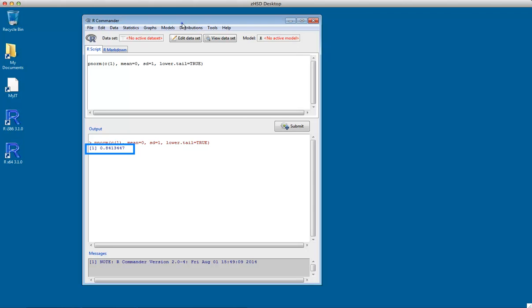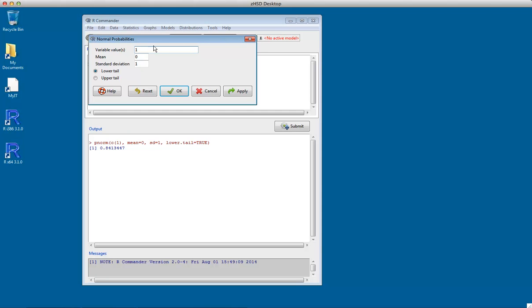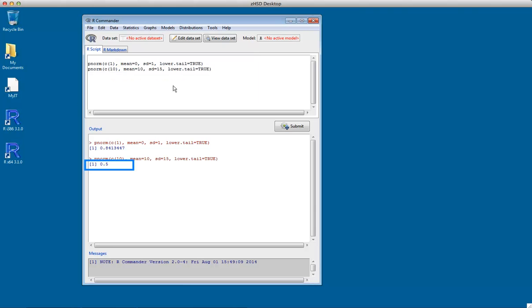Let's try it with a different mean and standard deviation. We go back to continuous distributions, normal distribution, normal probabilities. Suppose we want to find the probability of being less than 10 if the mean is equal to 10 and the standard deviation is equal to 15. We click OK, and this time we see that that's 0.5. Okay, this will always be the case, in fact, for a normal distribution. If you find the probability of being less than the mean, you'll always get 0.5 regardless of the standard deviation.